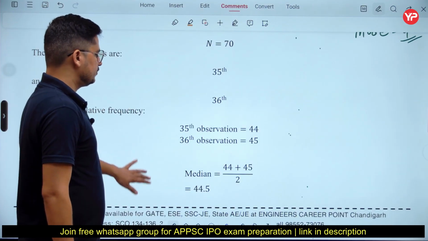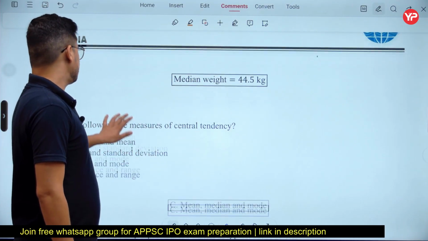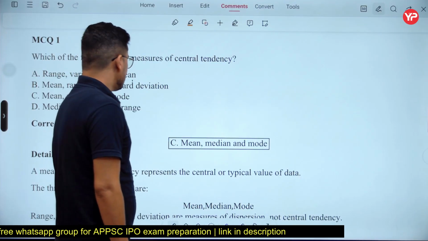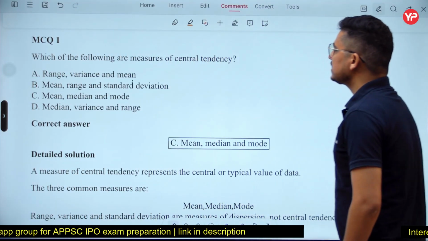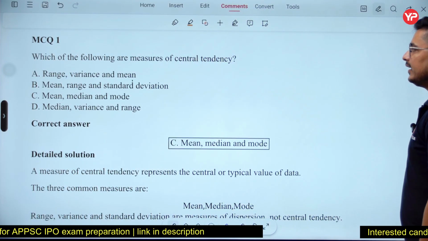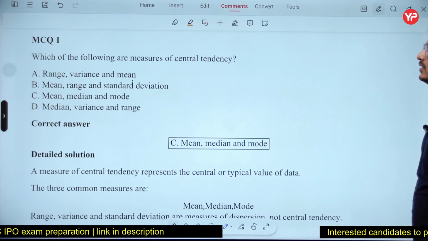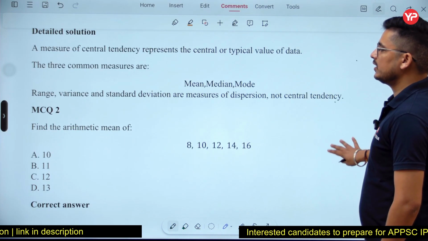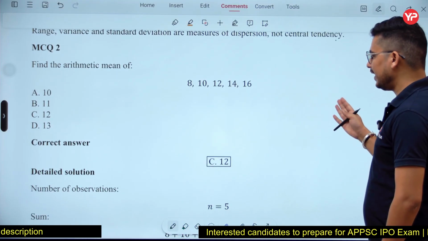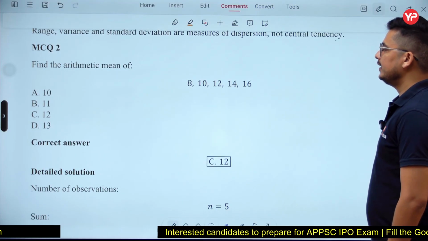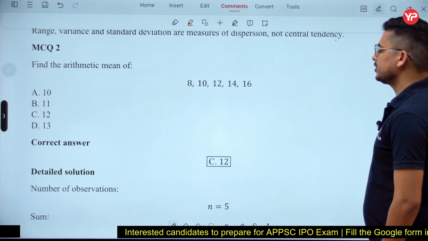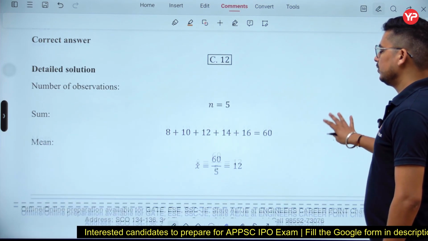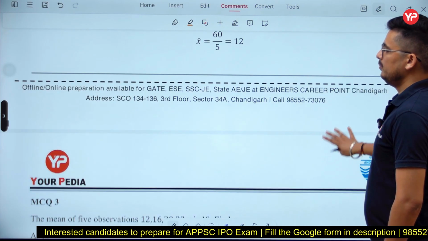Now let's move to the next thing, which is most important: some questions from that given data. Which of the following measures the central tendency? The central tendency is always measured by three quantities, that is mean, median and mode. Next question, the arithmetic mean of this data: you have to add all these data together and divide by the number of observations, that is 5. We get 12 as the mean of that data.